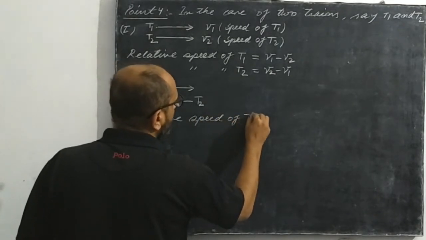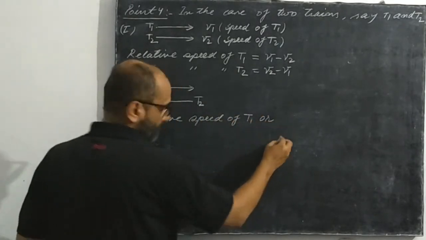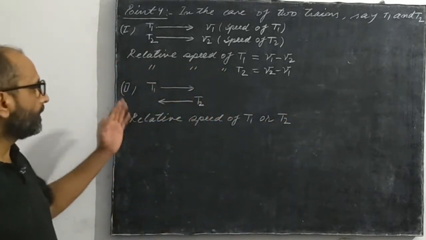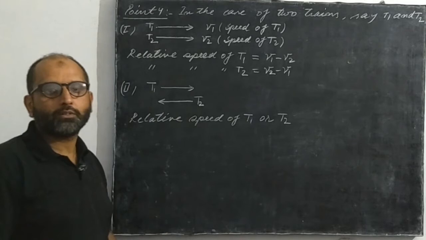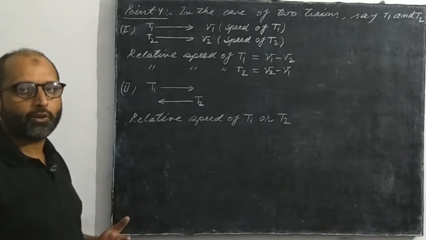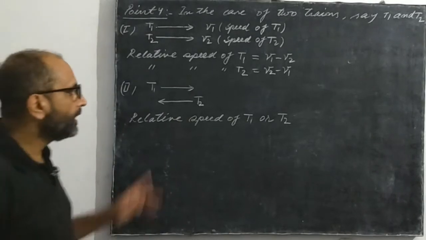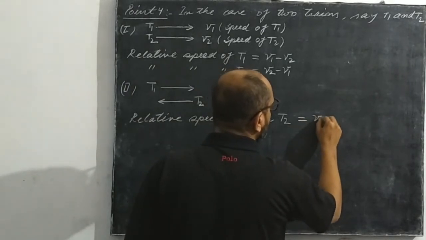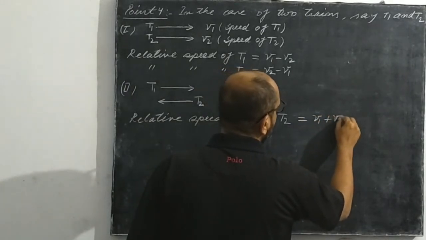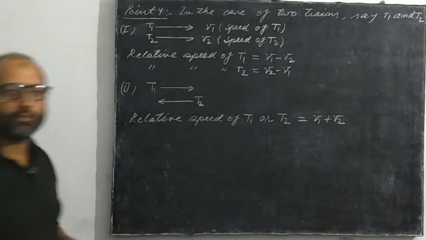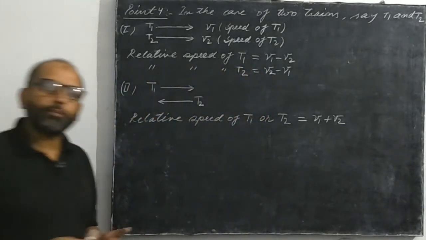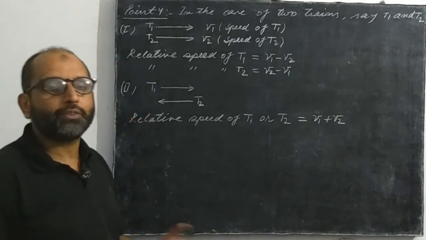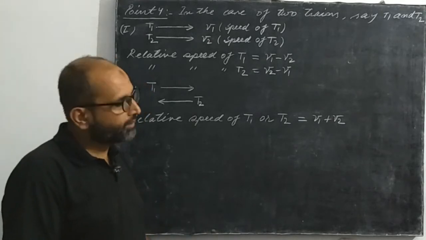of T1 or T2, both, in both the cases, whether we find the relative speed of T1 with respect to T2 or relative speed of T2 with respect to T1, each of these two speeds is equal to the sum of both the speeds, V1 plus V2, speed of the train 1 and speed of the train 2. This is the relative speed of T1 with respect to T2 or relative speed of T2 with respect to train T1.